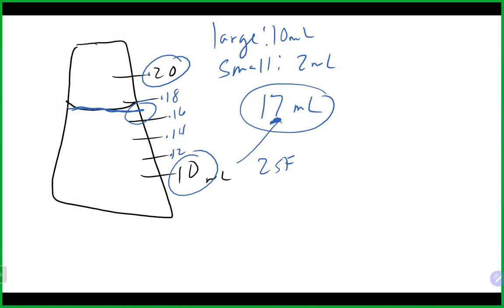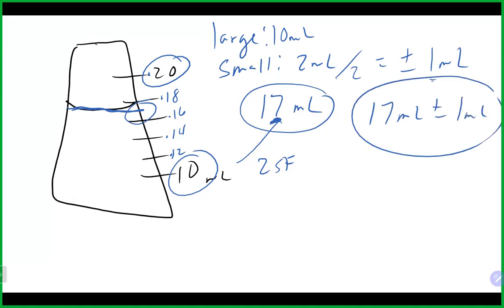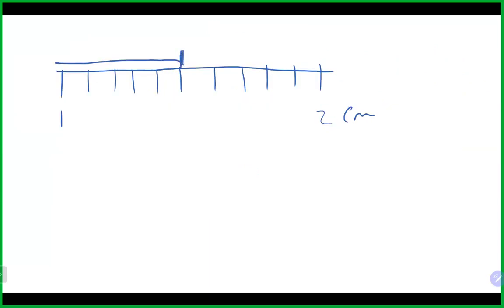We also could divide our smallest marking by 2, which tells us this should be plus or minus 1 milliliter, which means we should go to the whole number, which is what we did there. And we can record the uncertainty with our measurement as something that looks like this, plus or minus 1. Any questions? Dead on in that case.